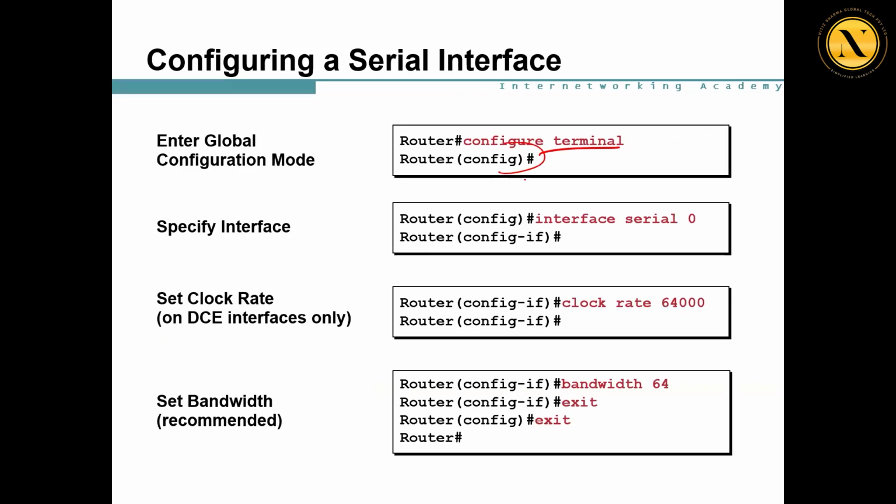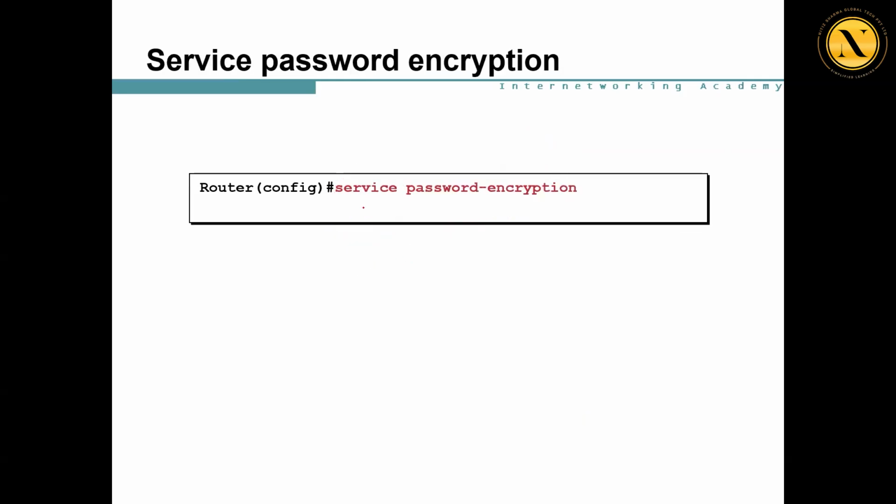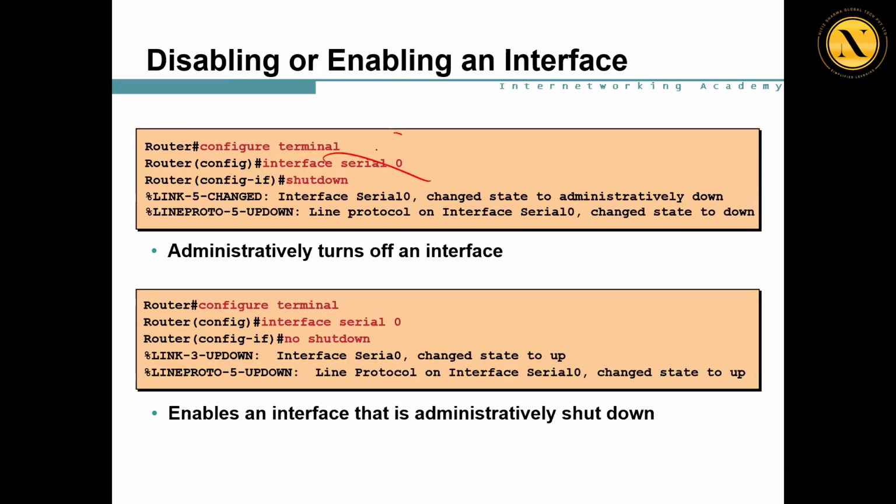Configure terminal, global mode. Interface, we don't use serial ports nowadays, right? We are not using them. No ip domain-lookup, we know this. We don't do it in real life, but in the labs we do it, right? Service password-encryption, we have done this, we know this. We don't need this. This is the old one, right? Gone. We don't require this.